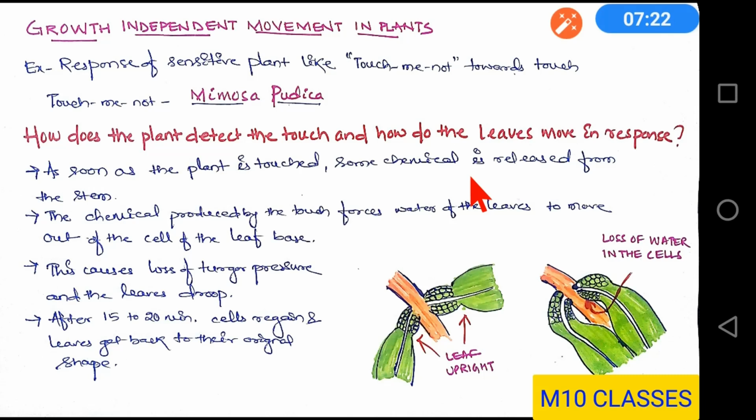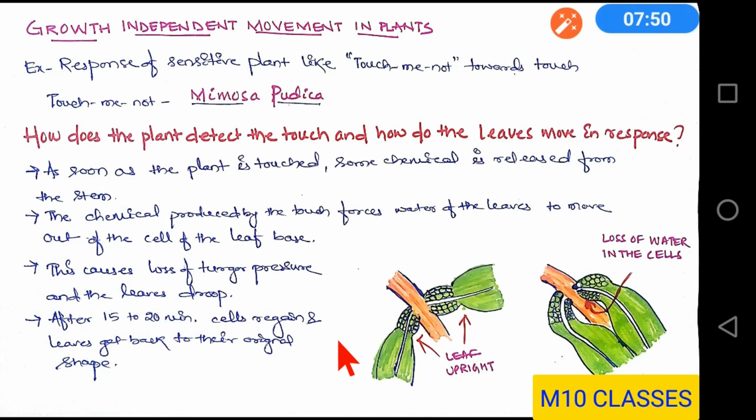As soon as the plant is touched, some chemical is released from the stem. The chemical produced by the touch forces the water of the leaves to move out of the cell of the leaf base. This causes the loss of turgor pressure and the leaves droop. After 15 to 20 minutes, the cells regain water and get back to their original shape.